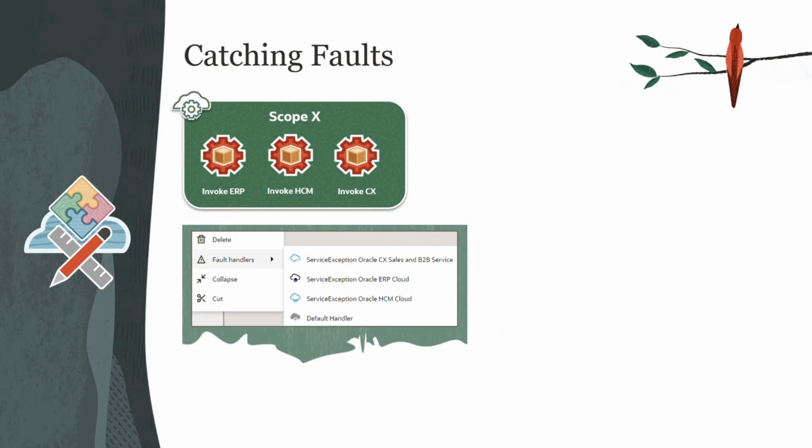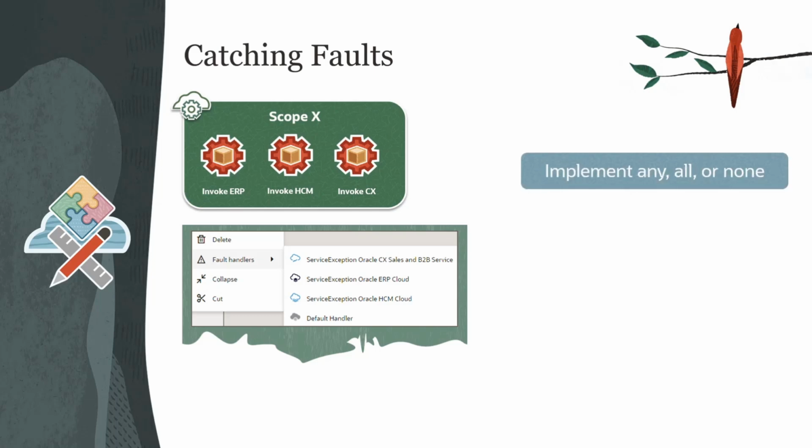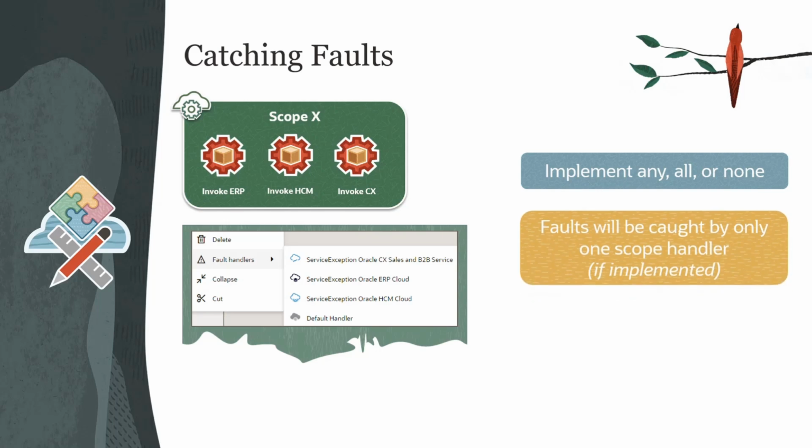If the scope provides one or more fault handlers in addition to the default handler, as in this example, you can choose to implement one of them, or all of them, or only the default handler, or none of them. If the default handler is implemented, then it will catch all faults, unless you have also implemented the handler for that specific runtime fault. In that case, it would be handled there.